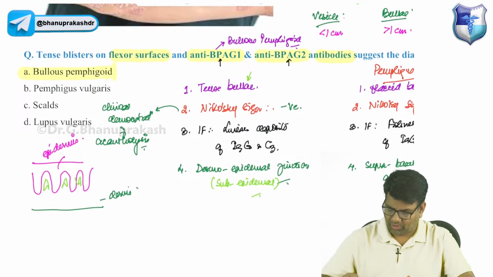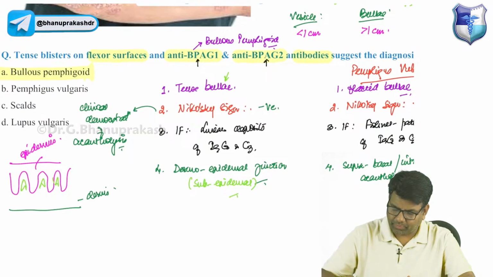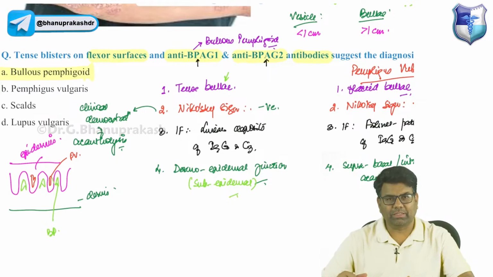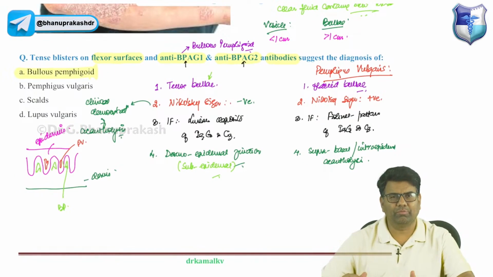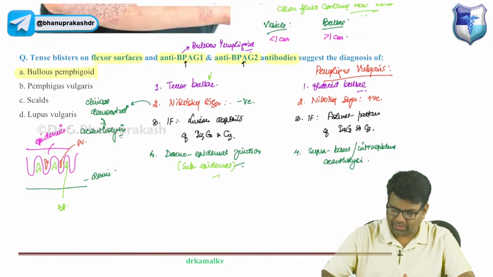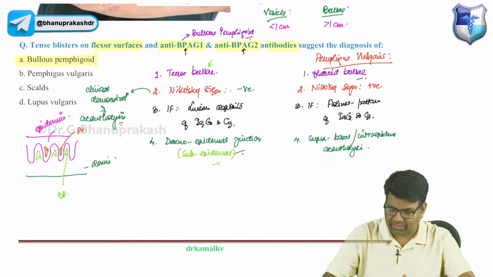So if I draw in case of pemphigus vulgaris, the blistering will be somewhere here. This is for pemphigus vulgaris, and this one is for bullous pemphigoid. Clear? So you can see the level of blistering. Yes, intraepidermal. So these are few differentiating points in bullous pemphigoid and pemphigus vulgaris. Apart from these 4 points, there are few other things which you should know for pemphigus vulgaris.